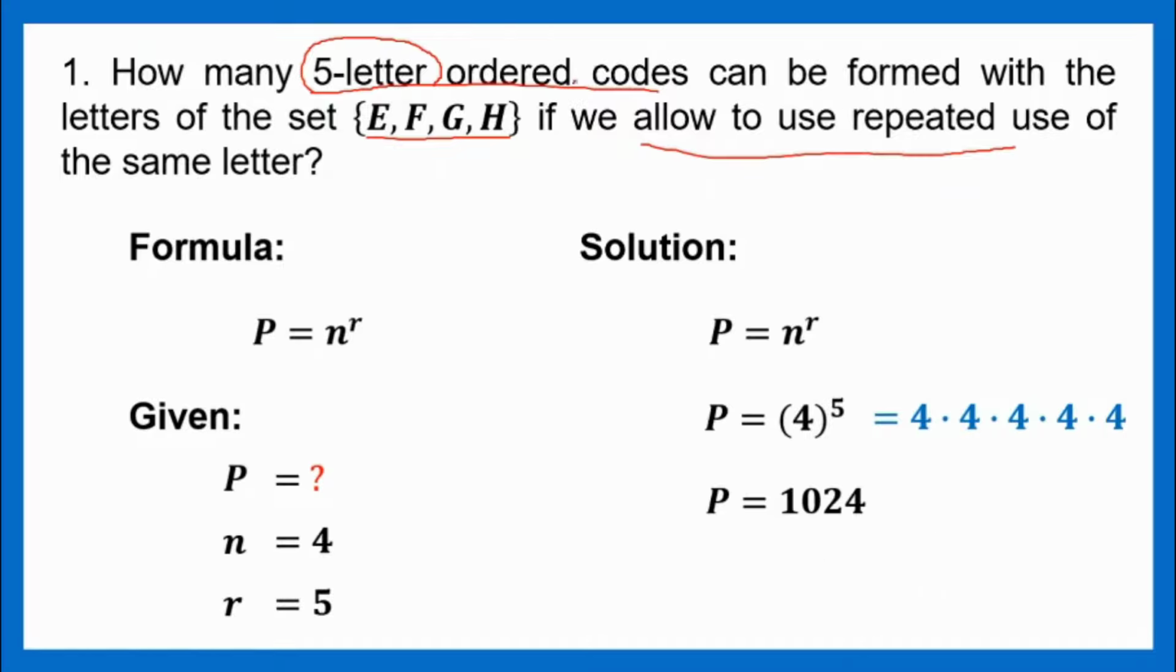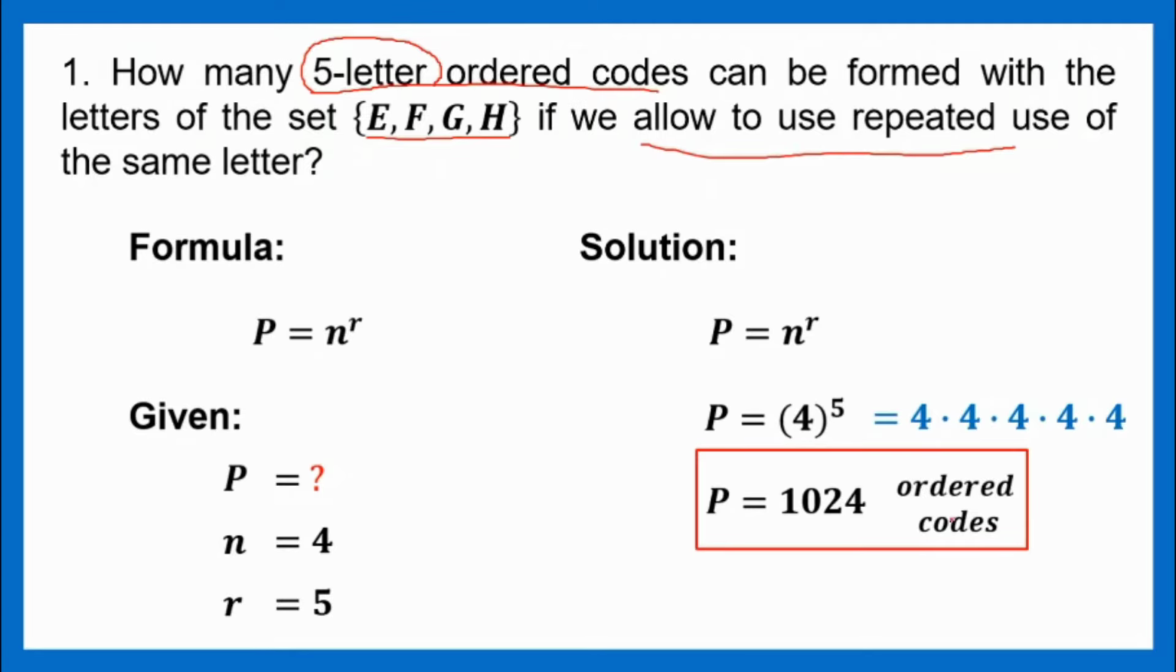So dito, ordered codes na lang ang ilagay natin. So 1,024 ordered codes kasi yan naman yung pinapahanap sa atin. Or pwedeng orderings. 1,024 orderings. So depende yan sa tanong. So ordered codes ang tinatanong. So ayan. 1,024 ordered codes yung ating unit. So that's the final answer. So that's how you deal with permutation with repetition.